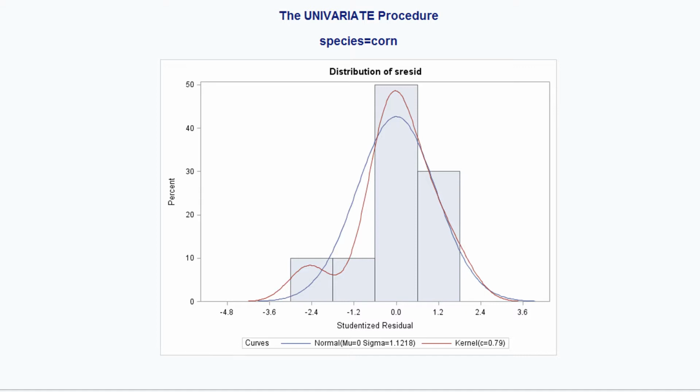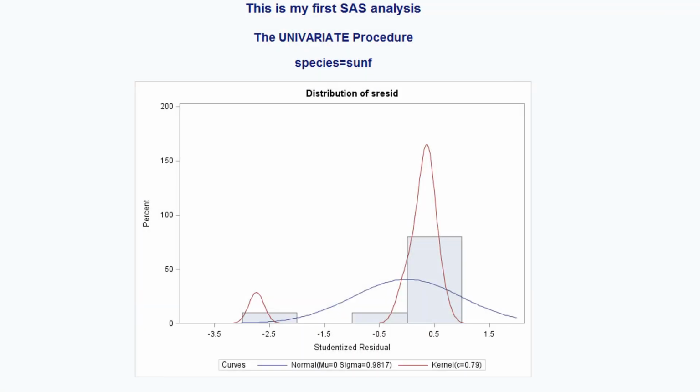Now let's consider the sunflower. Sunflower has a very different distribution. You will see that there's 2 peaks visually. The red lines are the distribution pattern using the kernel option. The blue line is what the distribution would be expected to be if it was a normal distribution based on these variances that are inherent in that data set. So obviously visually there seems to be 2 peaks, and that would not be a normal distribution.